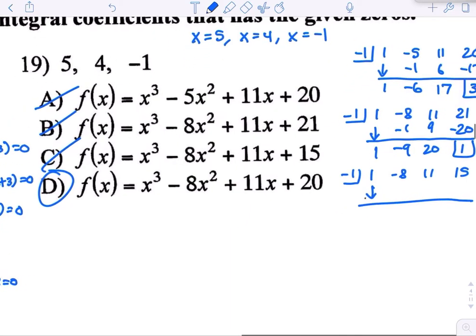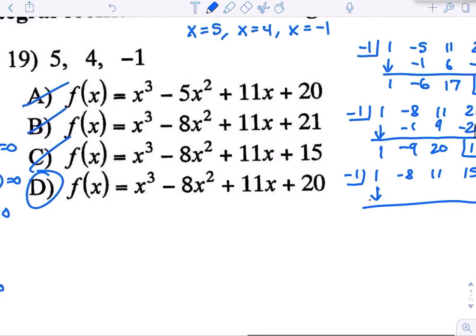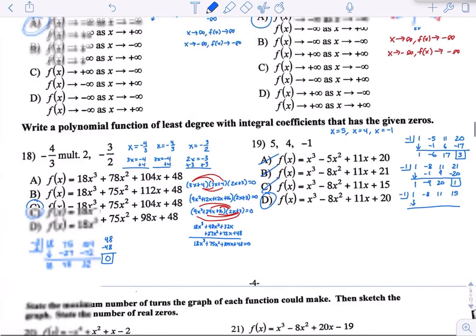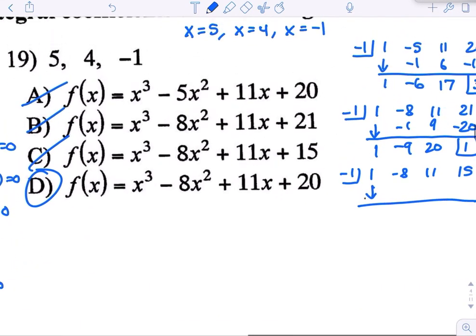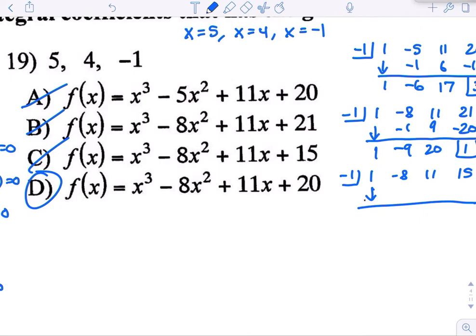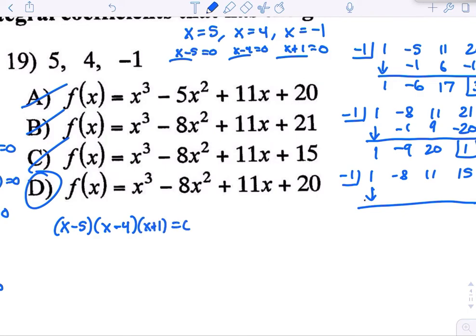Now, if you guys want to solve for it, this is what I did in number 18. This is what I'm going to do for this one. So you know all your x's are that. So that means to get these all set to equal 0, it'd be subtract 5 from both sides, subtract 4 from both sides, and add 1 to both sides. So here are my polynomials that I would multiply. So x minus 5 times x minus 4 times x plus 1. Set that equal to 0, or the function, right?